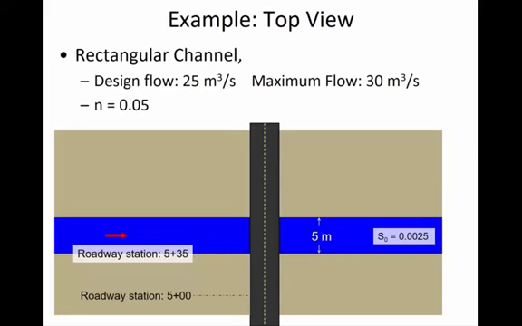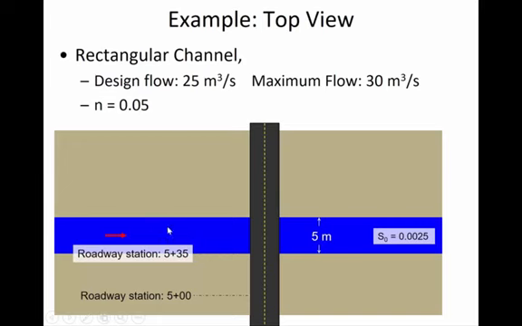In HY8, it's going to ask us what's the slope of the downstream channel because it wants to calculate the capacity of this channel. It wants to know how much water can get out of the way of the culvert once it gets underneath the road, because whether the depth of the water downstream is high or low affects how much water can get through the culvert itself. We have a design flow of 25 cubic meters per second, and we expect a maximum flow to go up to 30 cubic meters per second.